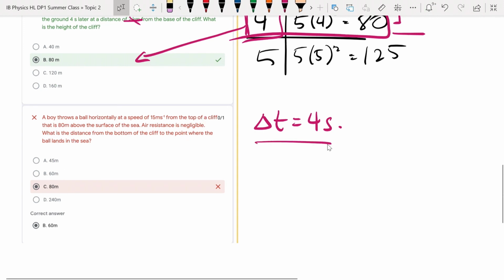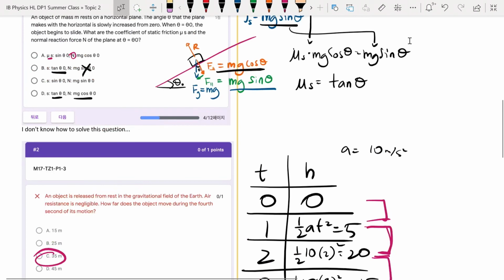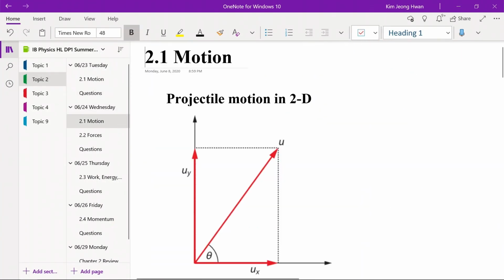Right? So for 4 seconds, how far would it go in 4 seconds? Well, you know this velocity is horizontal. We know the time it takes to get there. So it's going to be 4 times 15, which is 60. And remember, this 80 meters is the distance it takes to go down, completely independent from how it goes horizontally, even though it's fired horizontally. Yes. And this brings me to today's topic, two-dimensional motion.